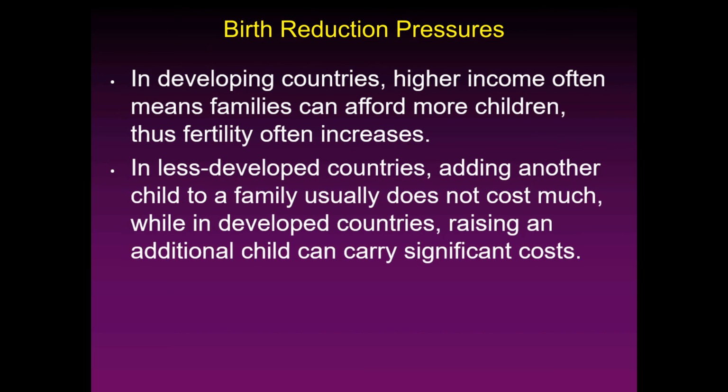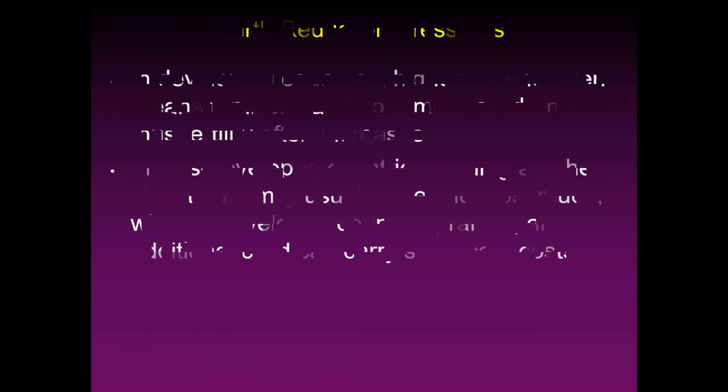In less developed countries, adding another child to the family usually does not cost much, whereas in developing countries, raising an additional child can carry significant costs. While I don't have any children myself, I do have a dog, and there are things associated with that: you have to have a bed for him, a water bowl, food, a leash, and you have to take him to the vet. So there are costs associated with that. I can only imagine what those costs would be for children, since the costs tend to be a lot higher, since you can't just put a water bowl in front of them.